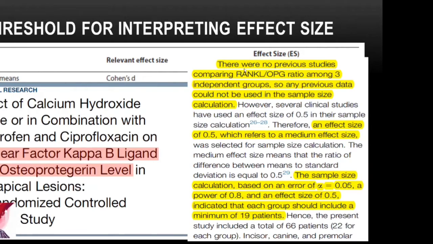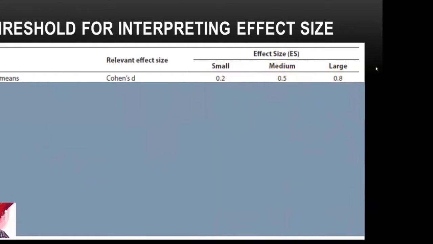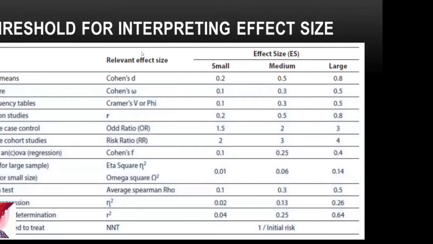I'm just reading it out. There were no previous studies comparing RANKL/OPG ratio among 3 independent groups, which they had chosen, like calcium hydroxide, ibuprofen, and ciprofloxacin. So any previous data could not be used in the sample size calculation. Yes, perfectly right. However, several clinical studies have used effect sizes of 0.5 in their sample size calculation. They mentioned why they have used 0.5. Therefore, an effect size of 0.5, which refers to a medium effect size. See here, 0.5 is a medium effect size according to Cohen. So they are using it.